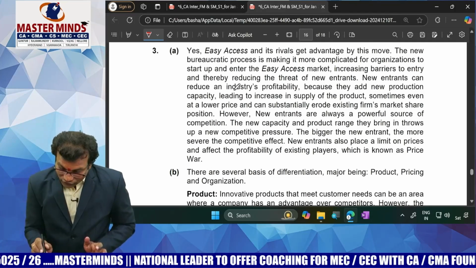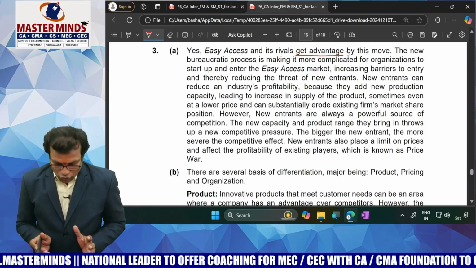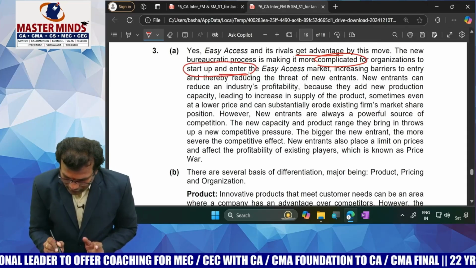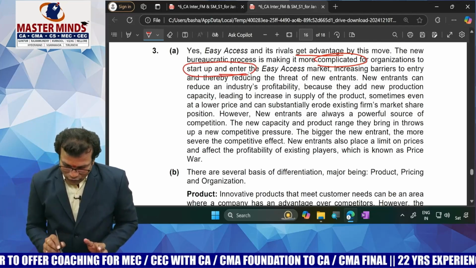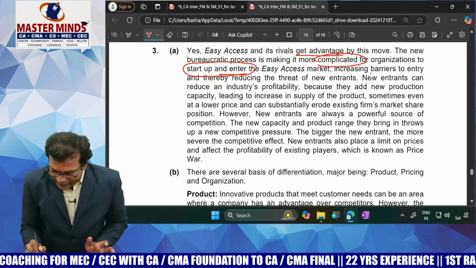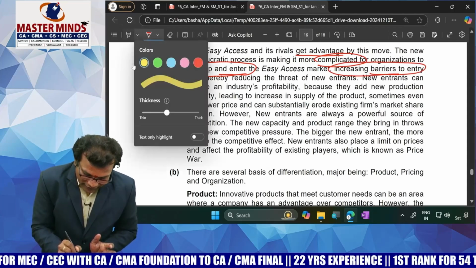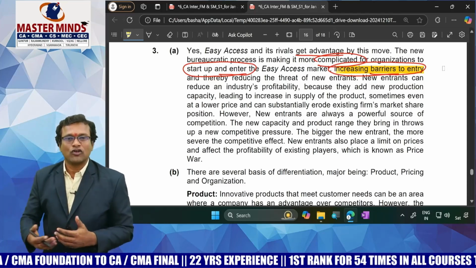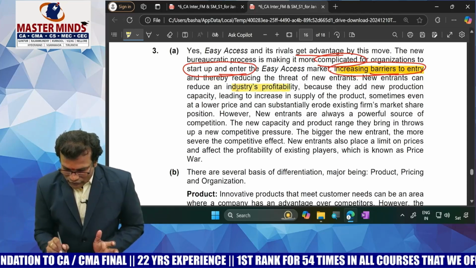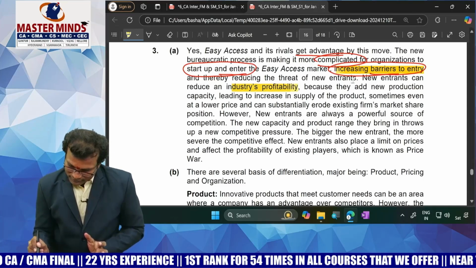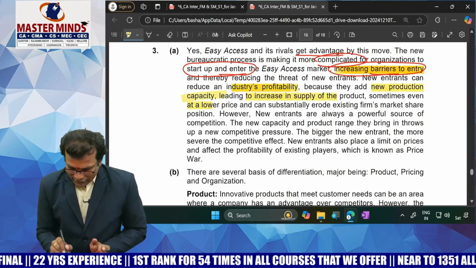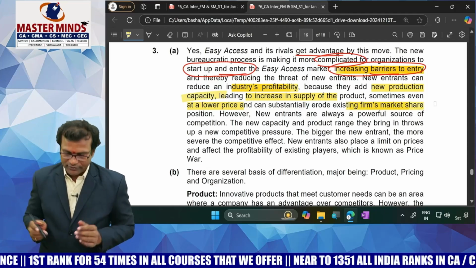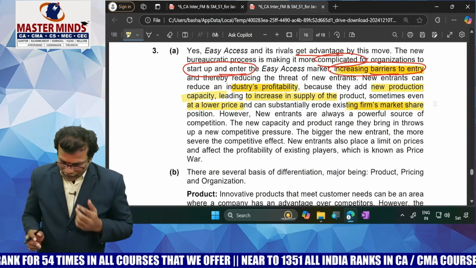Easy Access and its rivals get an advantage by this move. The new bureaucratic process makes it more complicated for organizations to start up and enter the market. It is indirectly talking about new entrants, right? They are trying to increase barriers for the new entrants. Clear-cut case now. What happens if new entrants enter the industry? He's explaining the normal theory present in any material. New entrants can reduce existing members' profitability because they can bring new products and new capacity. They can increase supply and offer at a low price. They will reduce existing market players' market share. These are quite easy consequences of a new entrant in the industry.